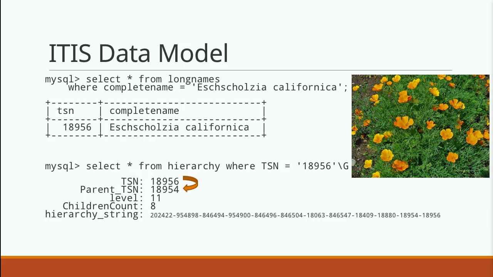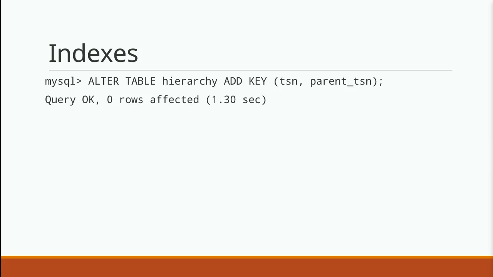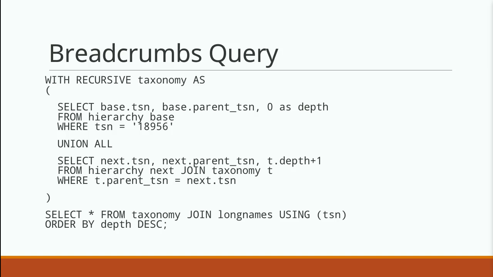And I tried to experiment with this to write a little loop to take that information and then create a closure table out of it as well. And I added an index to the table which they didn't have, just to have a compound index over the TSN and its parent. So the breadcrumbs query looks like this.